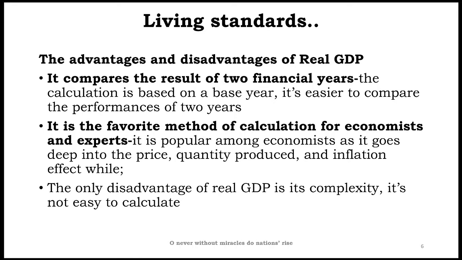Now, next one, the advantages and disadvantages of real GDP. As we said, living standards are based on real GDP per person, and then we said HDI. So one we have discussed. The second indicator, its advantages and disadvantages, we are going to discuss now. It compares the results of financial years. What? Real GDP. The calculation is based on a base year.